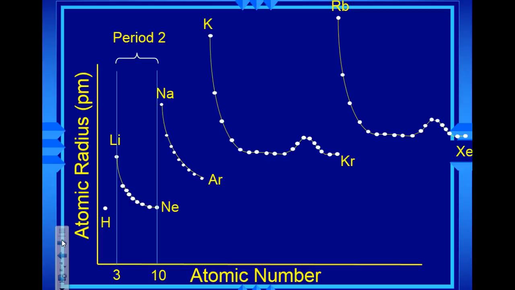As we go from sodium to argon, the atomic radius decreases. A bit of a blip going on here. It follows the same pattern as the first three rows, and then all of a sudden you have an abnormality right here. You have an abnormality right here too. Any suggestions?